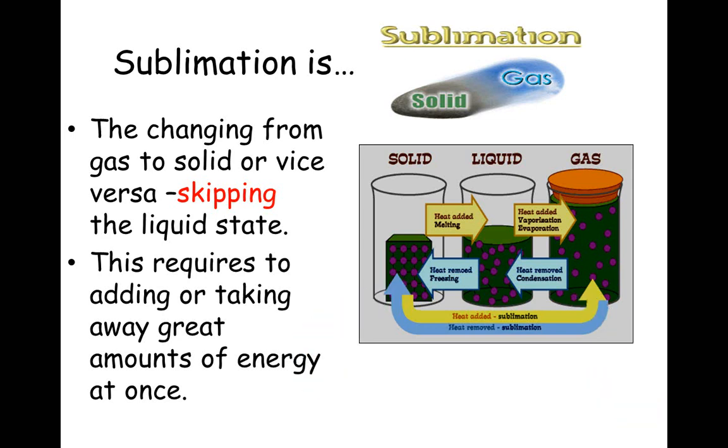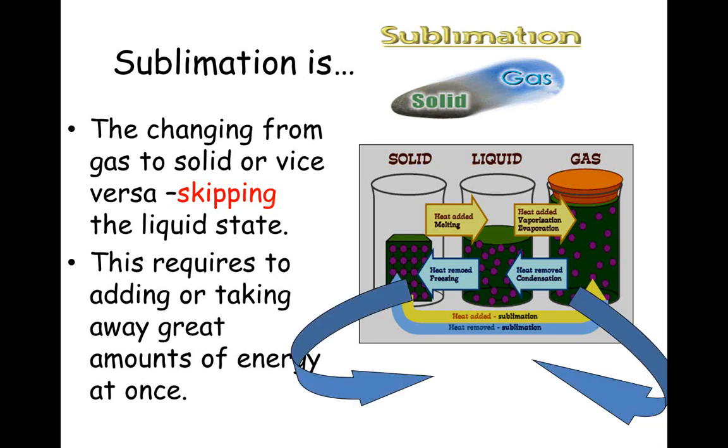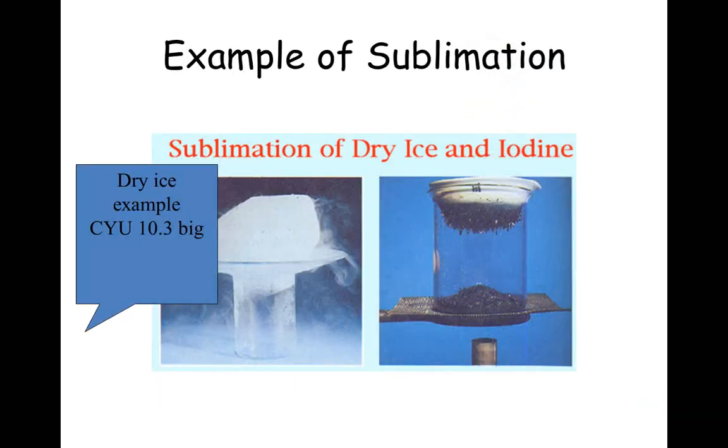Sublimation. Sublimation is when you change a gas and you skip the liquid state. So it goes right from the gas to a solid, or right from a solid right to a gas. This requires you adding or taking away huge amounts of energy. Here's an example, and also dry ice, if you've ever played with dry ice. Dry ice sublimates, or goes right from a solid to a gas.